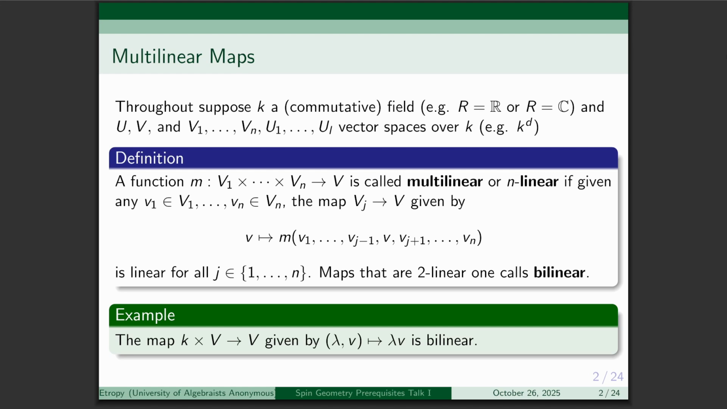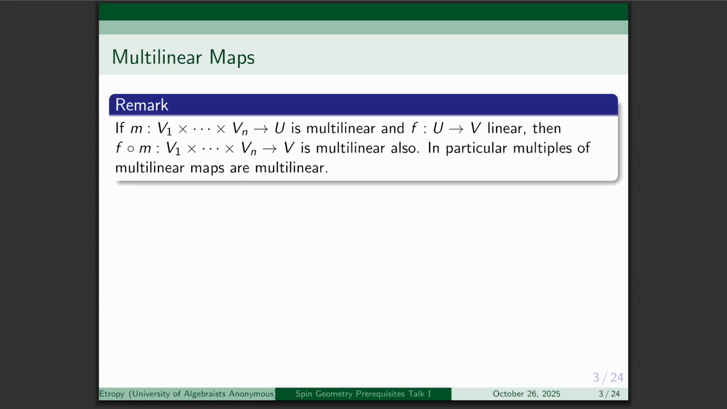So some things to immediately note. If we take a multilinear map and first do the multilinear map, then do a linear map, then all of the conditions for the component-fixed maps to be linear translate to the composition's component-fixed maps being linear. So we get this property.